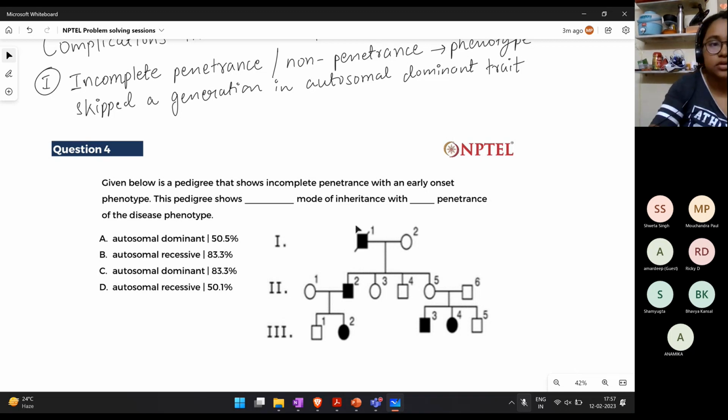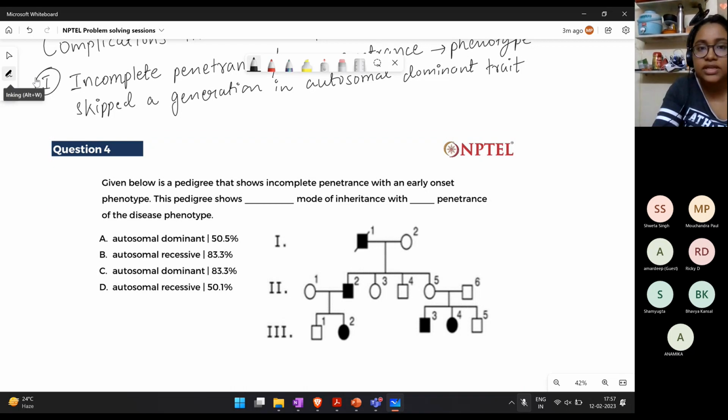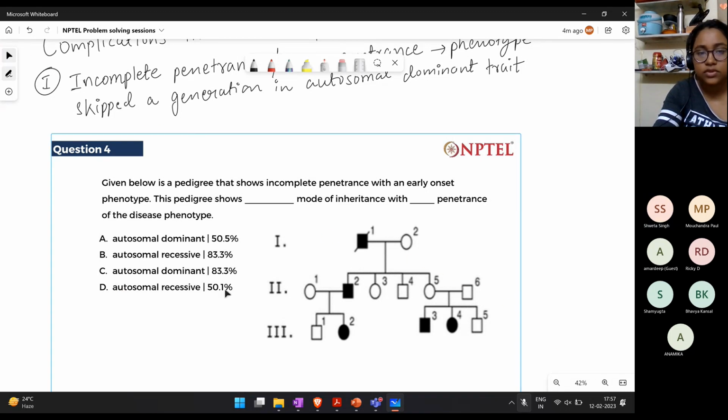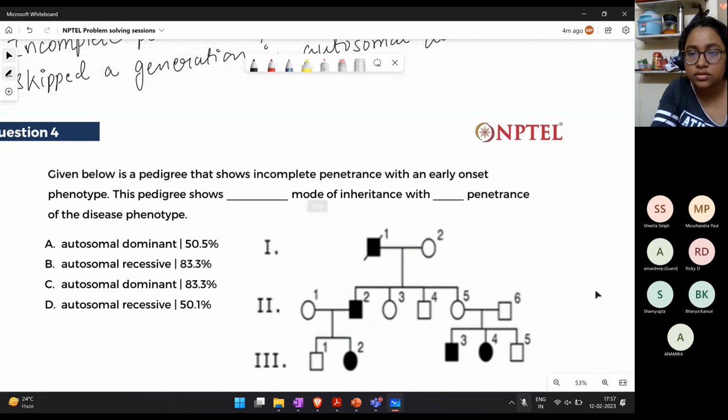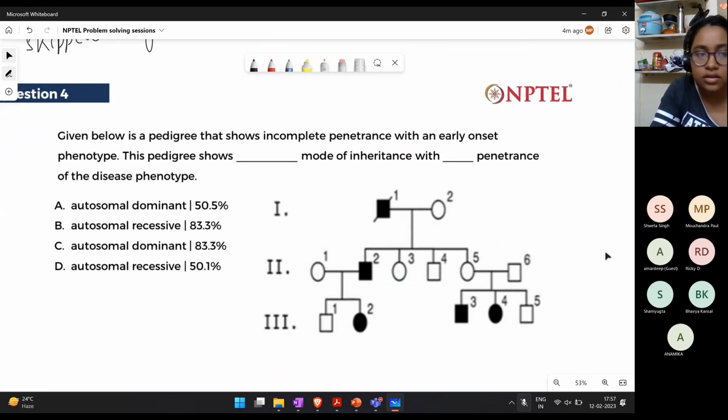Can anyone guess what will be the answer to this question? Could anyone guess? C. Come again, can you repeat what you just said? Option C. Okay, thank you. So let's see whether you're correct or not.